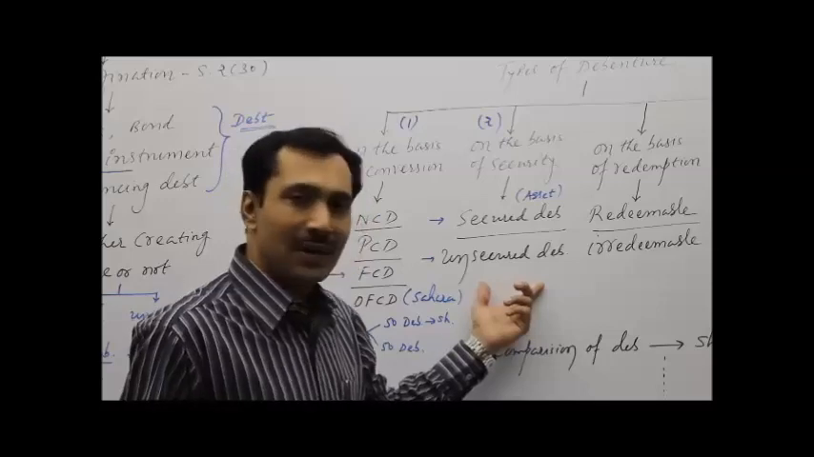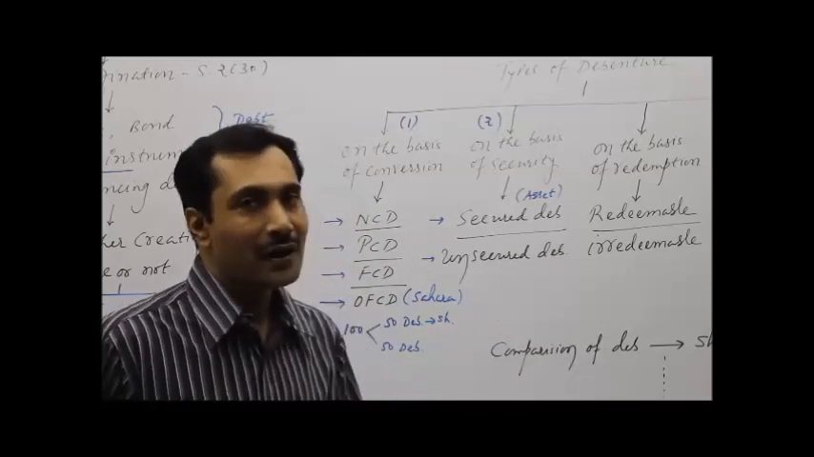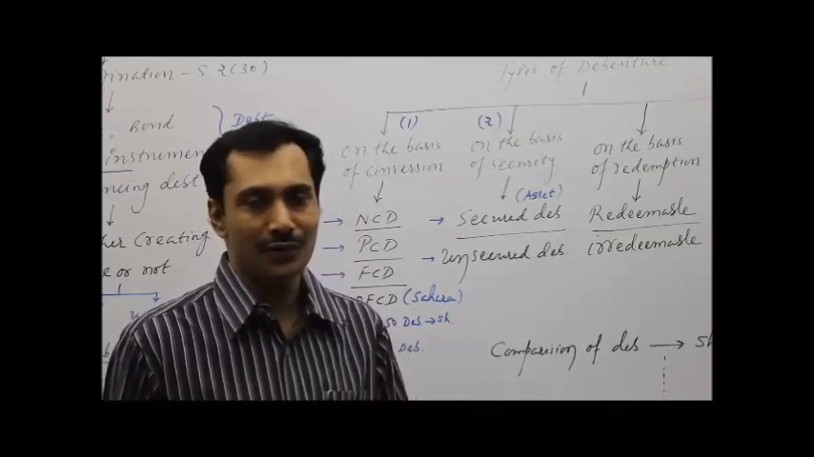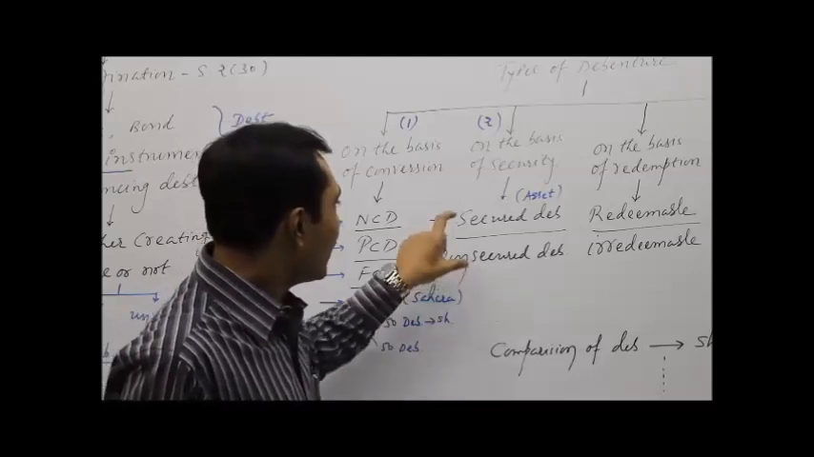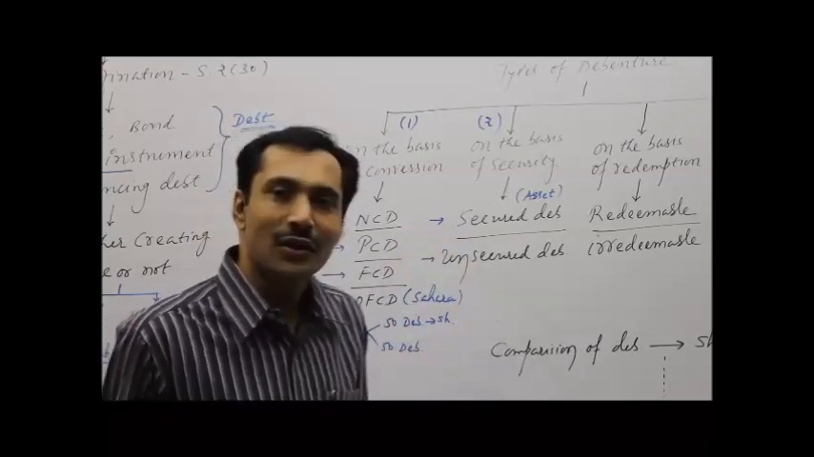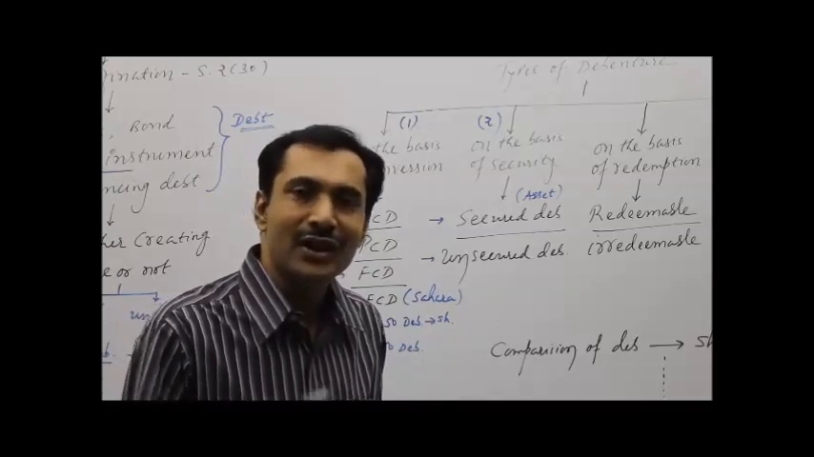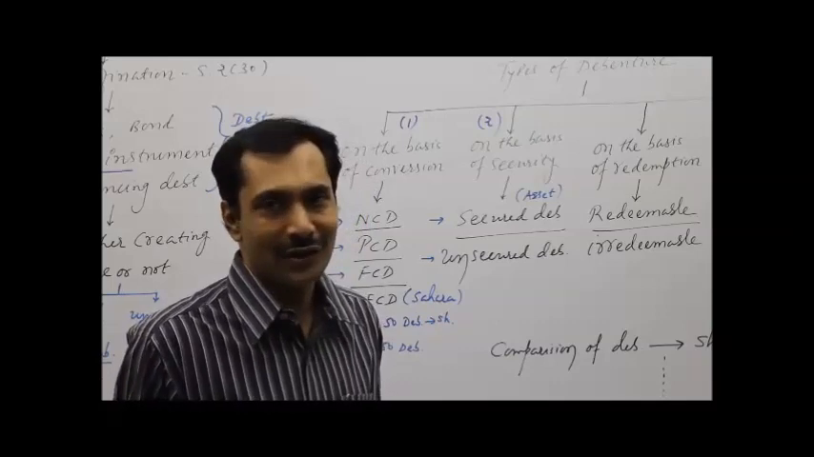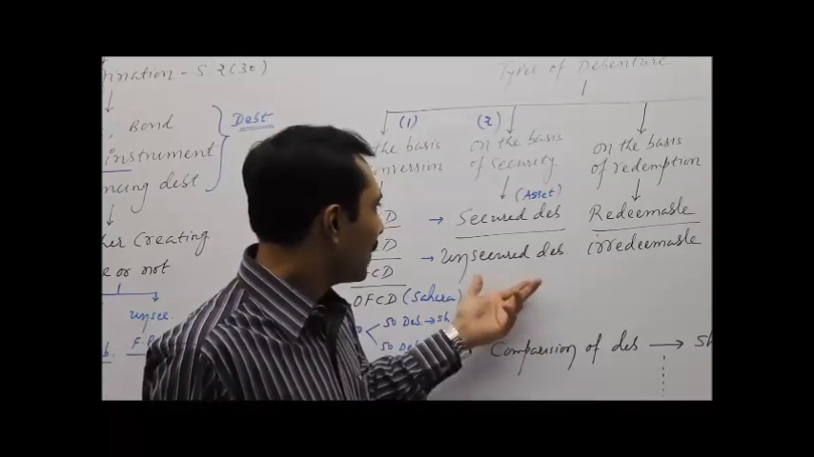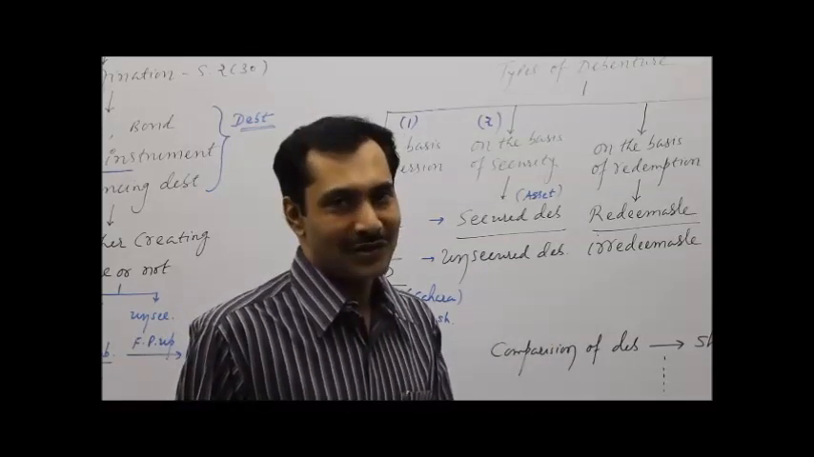The unsecured debenture is a little risky, because no security is created for the purpose of its repayment or redemption, right? So if somebody asks you to compare the secured and the unsecured debenture, risk is the main factor which distinguishes them, right? Usually a good company issues the debenture with security.